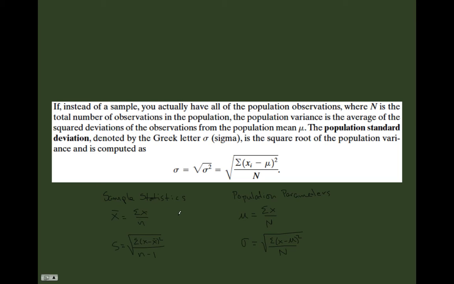Now the other point I want to make, and this is going to be important in the future as well: x bar estimates mu, and s estimates sigma. In every instance, the statistic estimates the corresponding parameter. Every statistic has a corresponding parameter and vice versa. Every statistic estimates the parameter that it corresponds to.